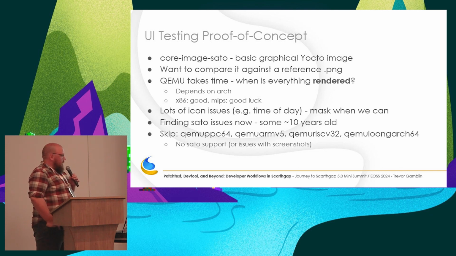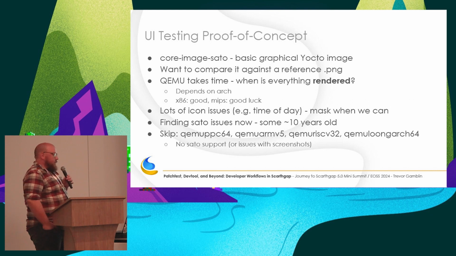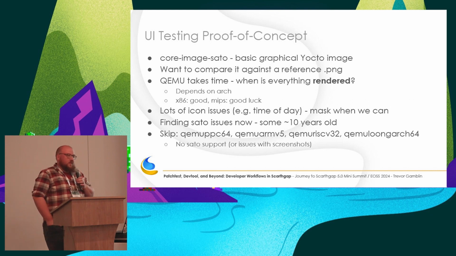But the work that was done here, and I do have an example on the next slide, has allowed us to start finding some bugs that have been in the system for 10 years or more in some cases. But the caveat there is that a few of the architectures have to be skipped, either because they don't support sato or because there are actually issues with the images that we pull from them.